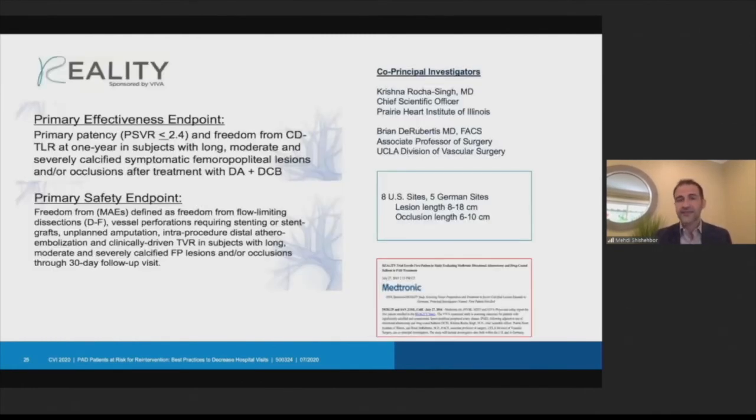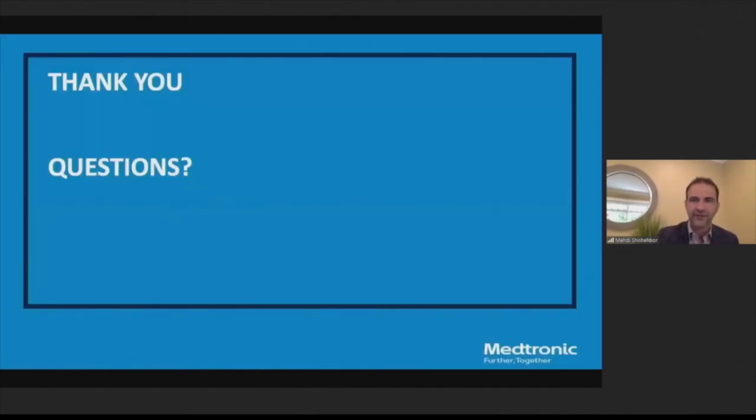I wanted my last slide. We are excited about the reality data that's going to be presented in the fall. Again, these are 8 sites in the United States and 5 in Germany. Lesion lengths are shorter than the patient that I showed you, 8 to 18 centimeters. But I am looking forward to seeing the data and understanding the role of intravascular ultrasound and directional atherectomy and the DART concept together, and how that data looks. Thanks again, Tomas, for allowing me to present.